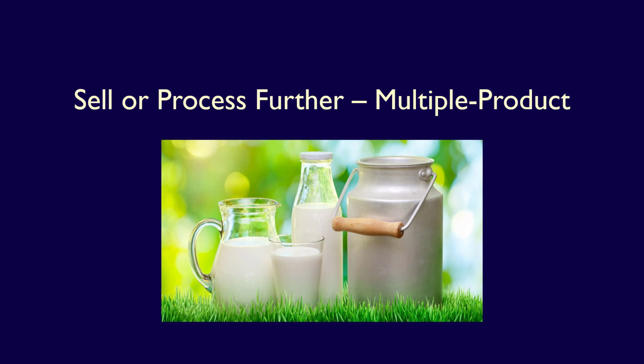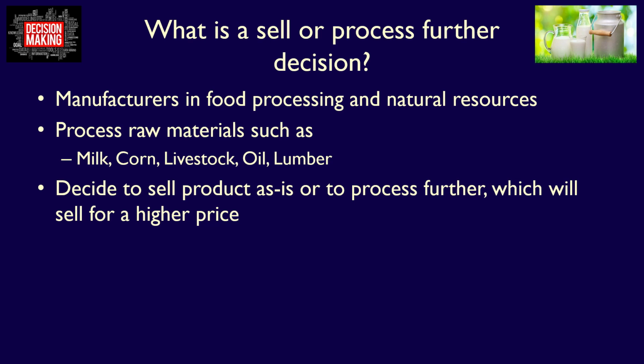In this video, we're going to address the decision of whether to sell or process further when the production process produces multiple products from a single raw material. From my previous video, you already know that a sell or process further decision is generally in the food or natural resources processing. This is when raw materials such as milk or corn are either sold as is or processed further into another product, which may sell at a higher price but also have additional processing costs.